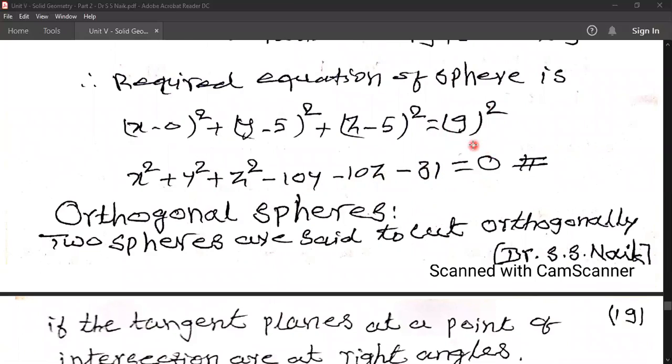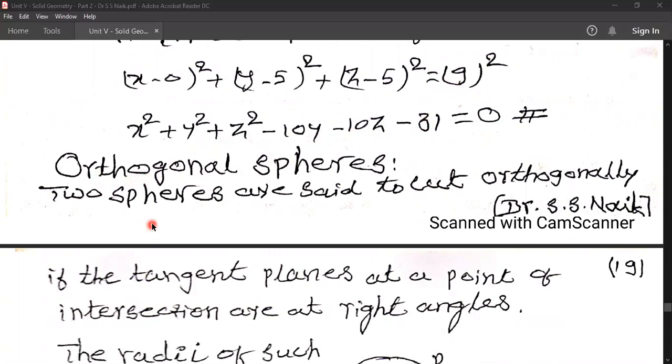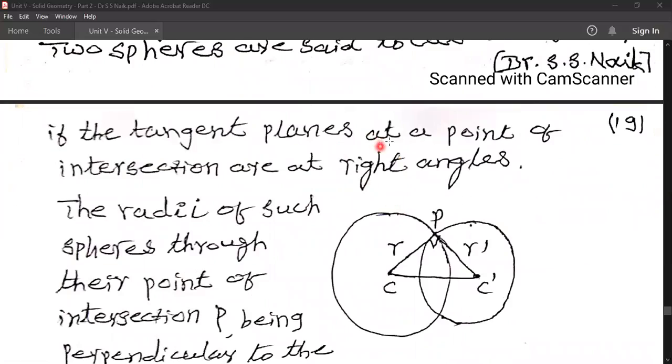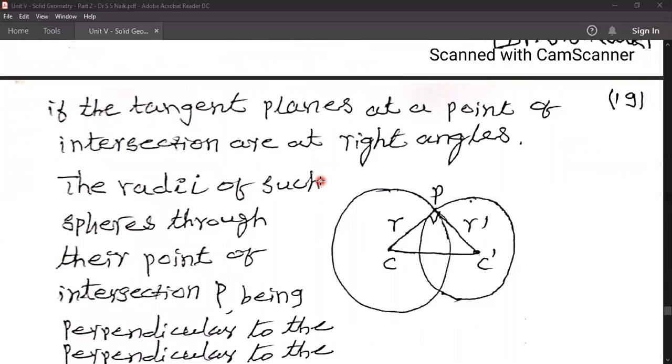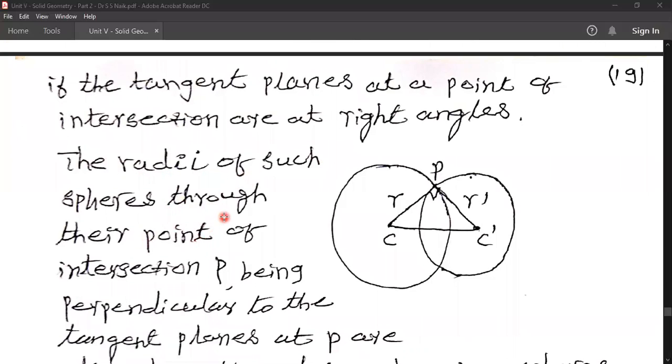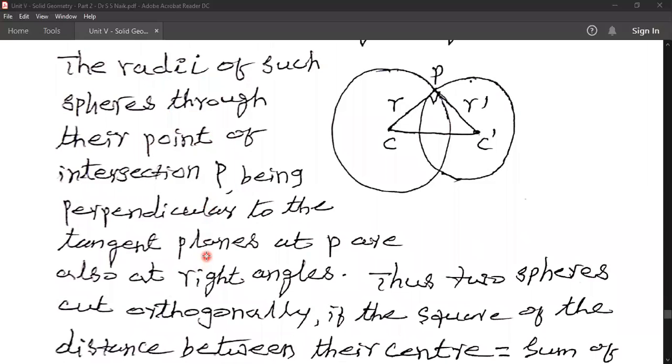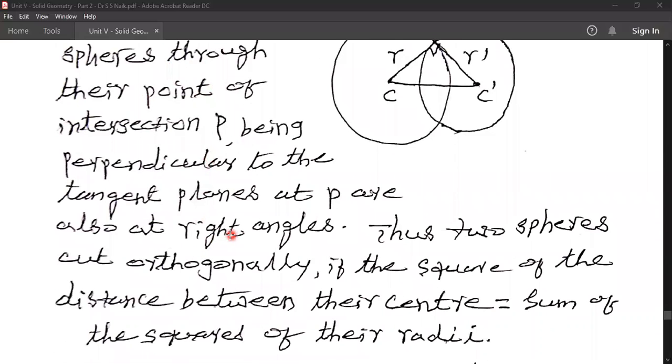Okay, then the last part of this solid geometry, or the last part of the sphere, is orthogonal spheres. We'll just define: two spheres are said to cut orthogonally if the tangent planes at a point of intersection are at right angles. That is, the radii of such spheres through their point of intersection P, being perpendicular to the tangent planes at P, are also at right angles.